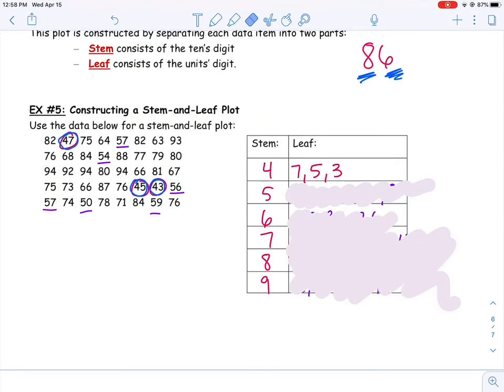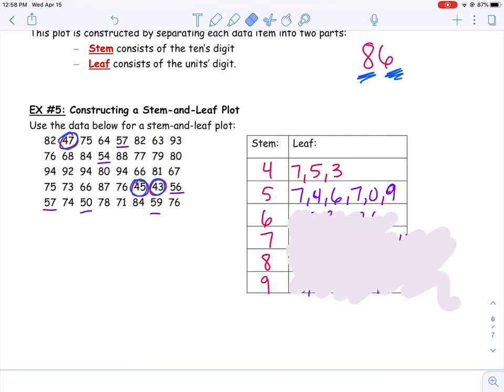So you should have 3 of them. Do the same thing with all of the 50s. Go through and list all of your 50s. If you've noticed, I underlined them in purple, and then I'm going to go ahead and list them over here in my stem. I had a 57, a 54, a 56, a 57, a 50, and a 59.